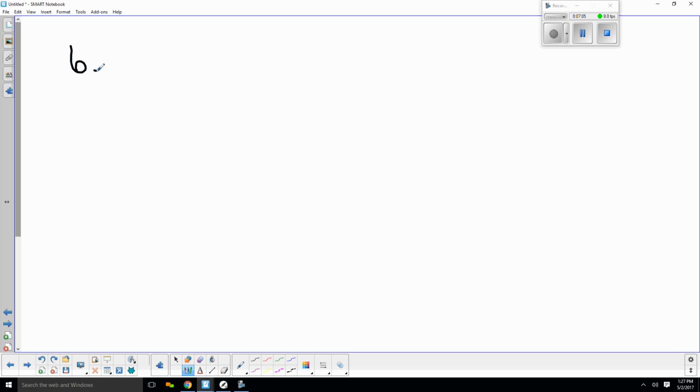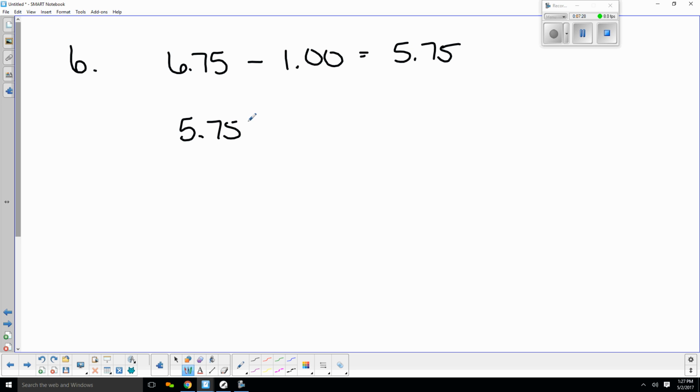Number 6, it says the regular price of a meal is $6.75. On Tuesday, the meal is on sale for $1 off the regular price. Sarah wants to purchase 4 of those meals. What is the total cost of meals before tax? Well, if they were $6.75 every other day, and on Tuesday I get to take $1 off, that means they're going to be $5.75. So I'm going to take my $5.75 and times it by 4.